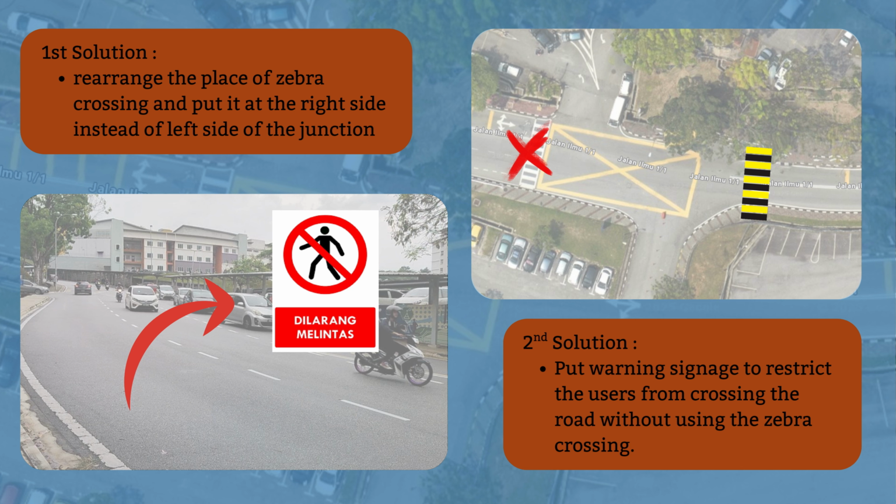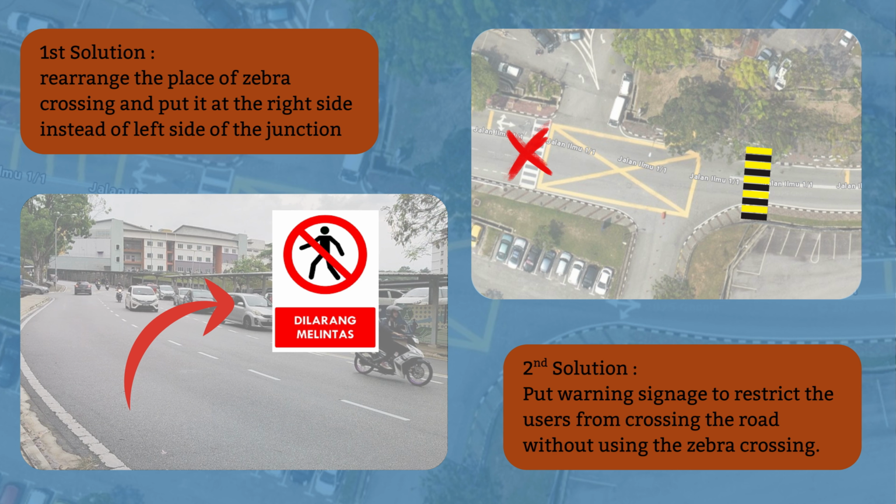The first one is to rearrange the place of the zebra crossing and put it at the right side instead of the left side of the junction, as the left side of the junction is where most of the pedestrians have been used to cross the road. And for the second solution, we can put warning signage to restrict the user from crossing the road without using the zebra crossing. This can give them awareness of the safety and can prevent them from doing it.